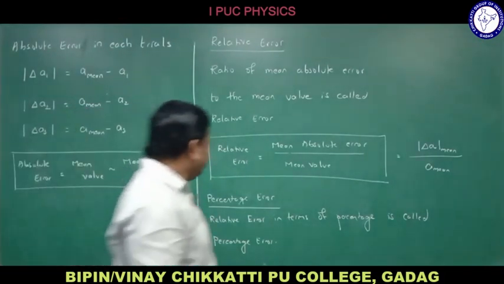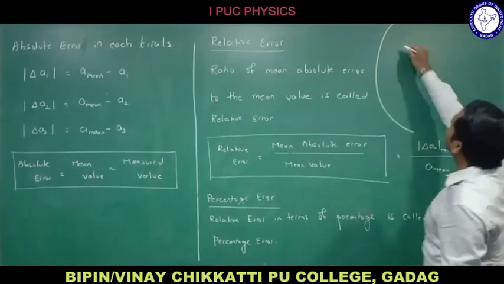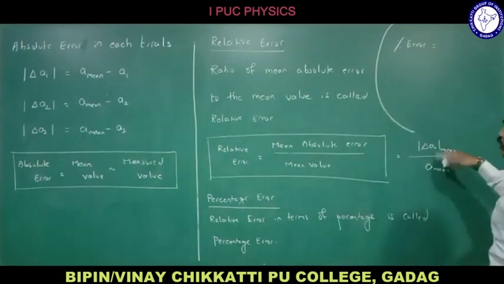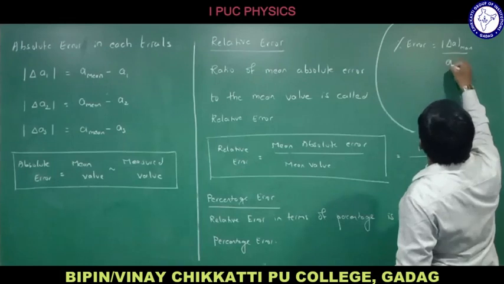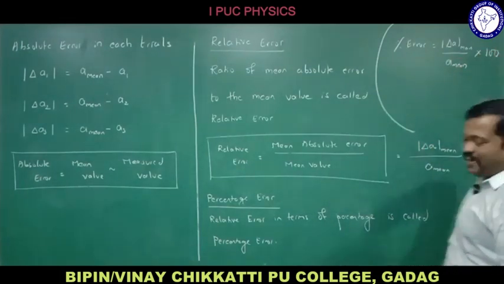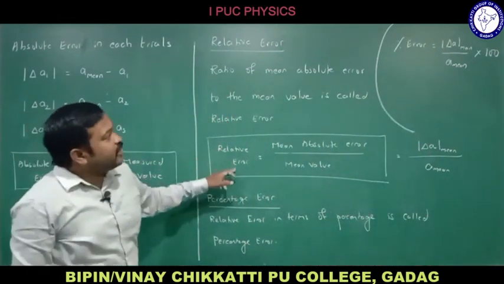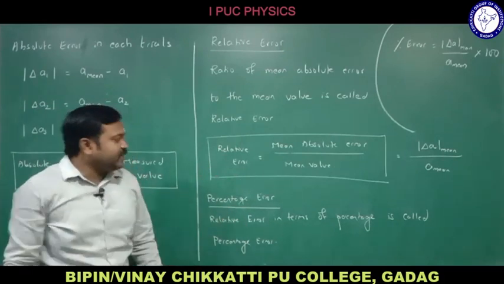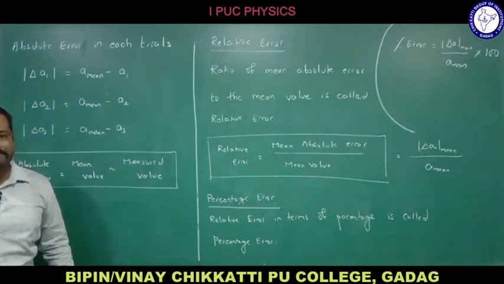So what is percentage error? Mean absolute error, delta A mean, divided by A mean, and you need to multiply it by 100, right? If you multiply relative error by 100, what do you get? Percentage error. Simple. Percentage error is the relative error in terms of percentage, right?